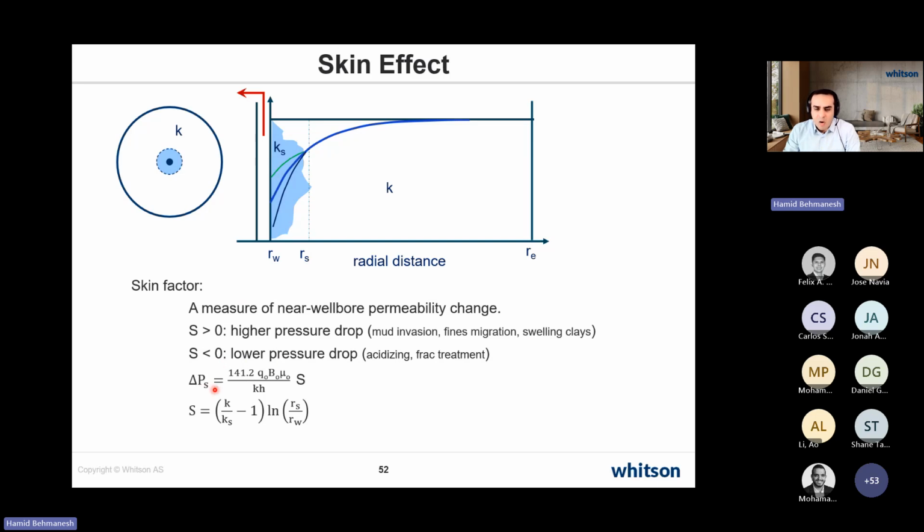In terms of how much pressure drop will be due to a skin factor, this is a simple formulation that we're going to talk about. It definitely depends on the rate. So if you flow your well at a higher rate, the pressure drop due to a skin is going to be much more as well. If your matrix permeability is lower, the pressure drop due to a skin is going to be more as well. And in terms of mathematical formulation, it depends on the permeability of the skin zone and also the radius of the skin.